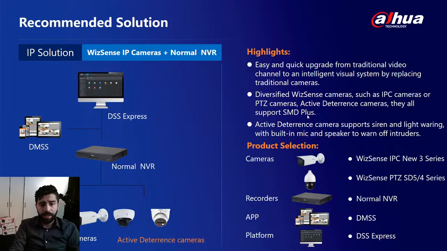The Smart Motion Detection Plus. It only recognizes people. So you don't need to change the NVR, for example. Once you select a camera that has SMD Plus, it's done. You have all the features that we have been talking about. The active deterrence camera supports siren and light warning, with a built-in mic and speaker to warn off intruders. This is the product selection: WizSense IPC Neo 3 series, WizSense PTZ SD5 and 4 series, and an NVR and DSS Express.